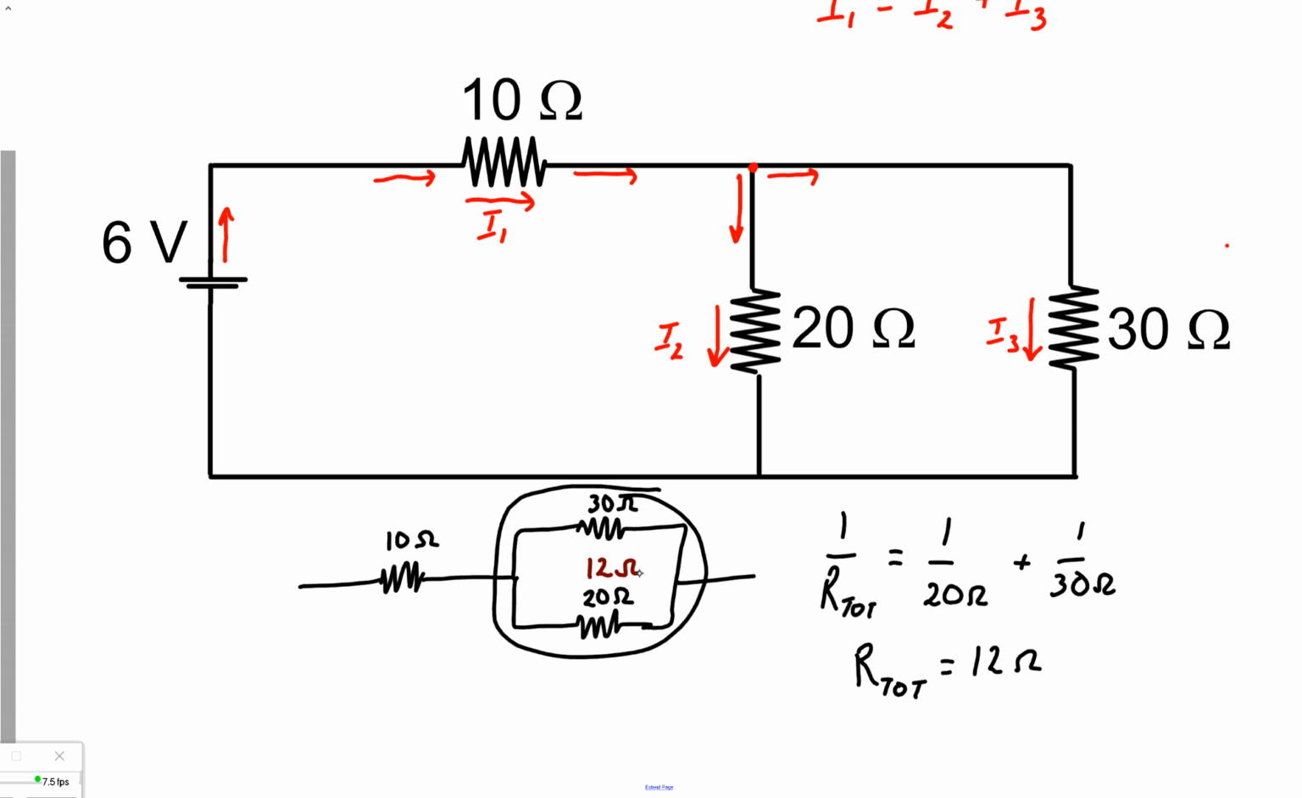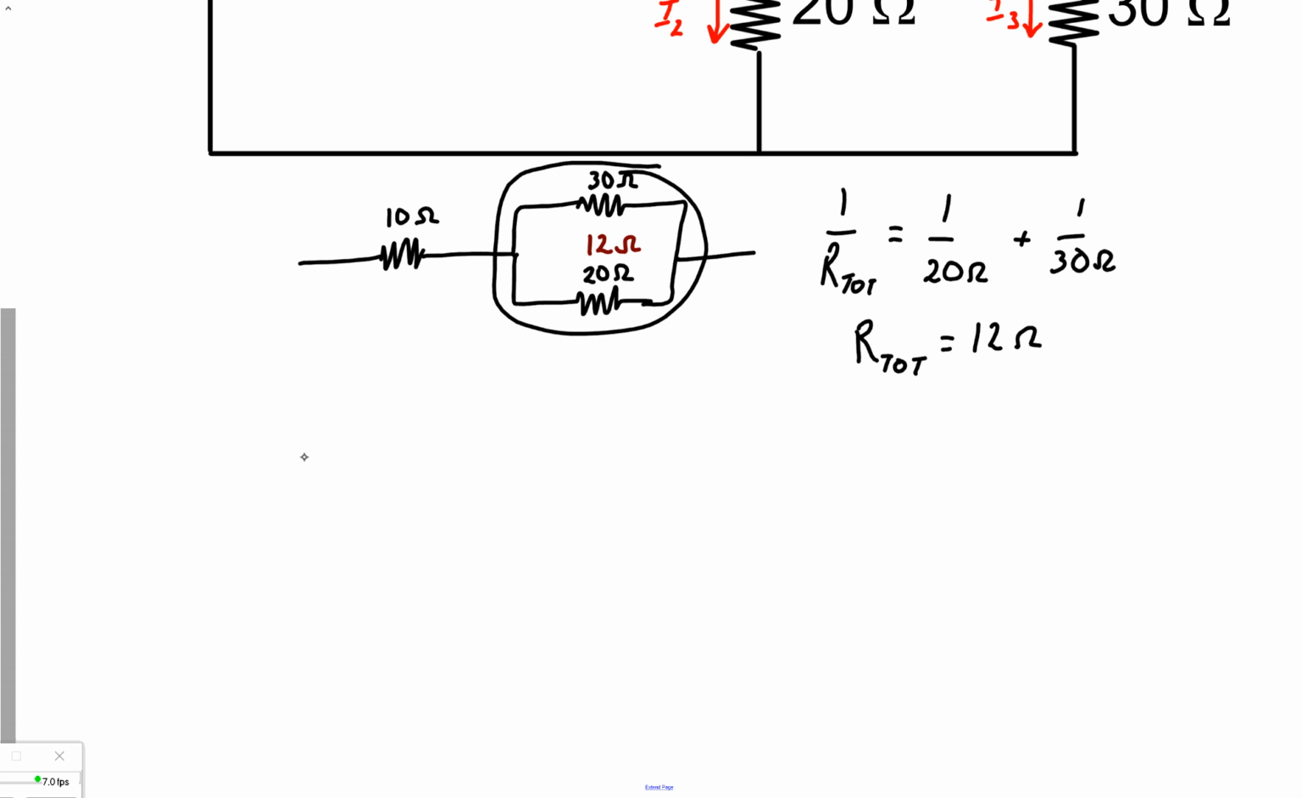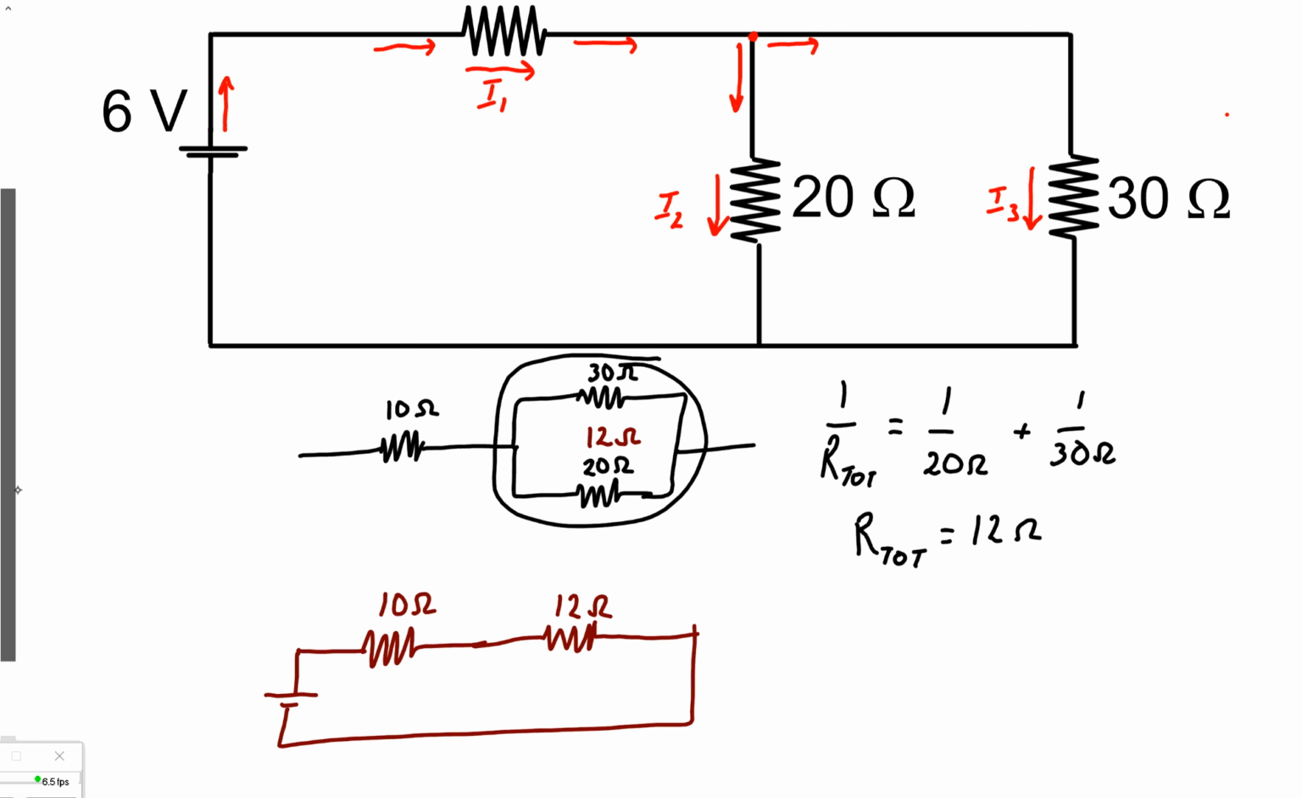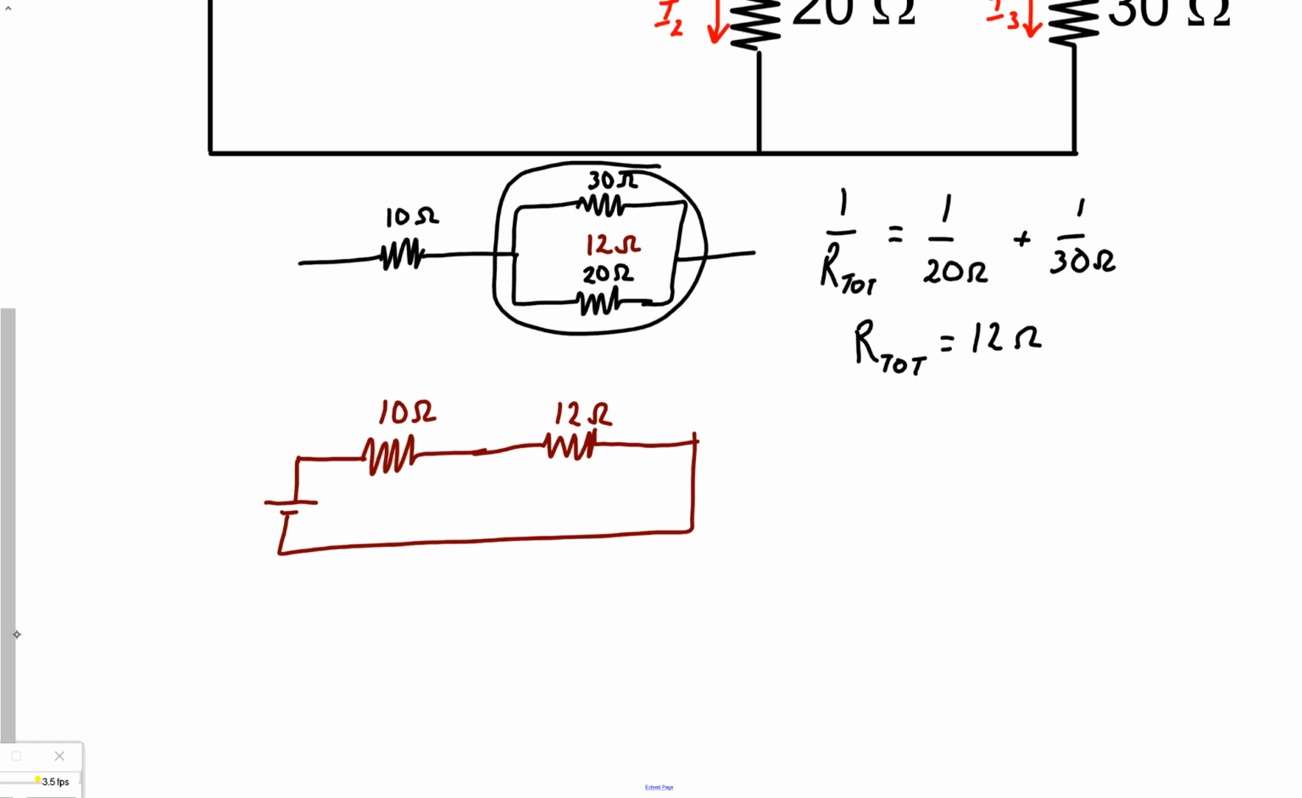Now, what that effectively means is this. We could redraw this circuit with the 10 and replace those other two with an equivalent resistance of 12 ohms. And now look at the problem that you've got. It looks just like those very first, easiest questions that you've seen before. So we've got a 6-volt battery there. What's your R total for the circuit?